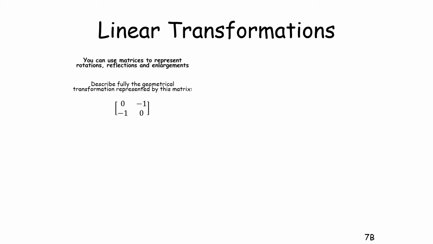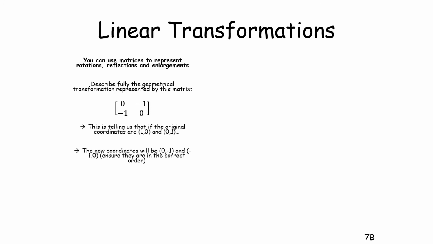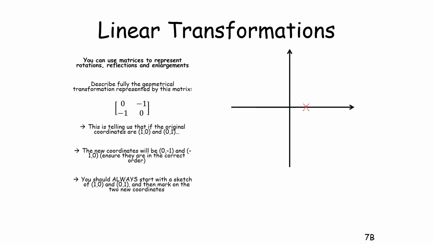So let's have a look at this one. We're going to describe the transformation 0, minus 1, minus 1, 0. Again, this is telling us the original matrix 1, 0, 0, 1, and the new coordinates are 0, minus 1, and minus 1, 0. Same as before, we start off by sketching 1, 0, and 0, 1, and then we'll sketch the new one, which is 0, -1, and -1, 0.